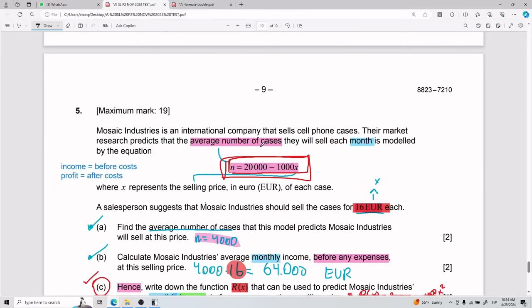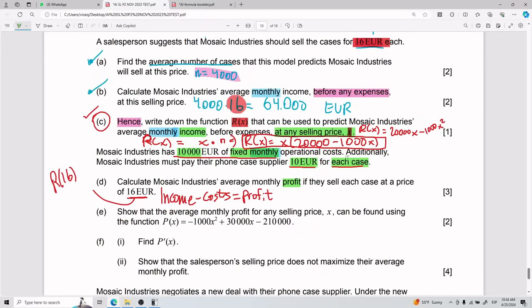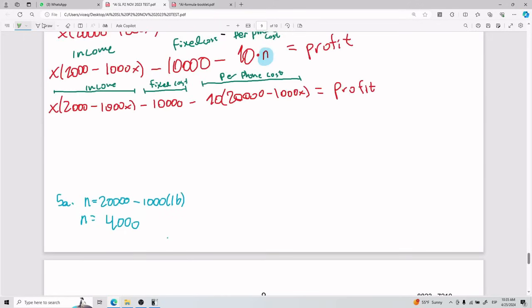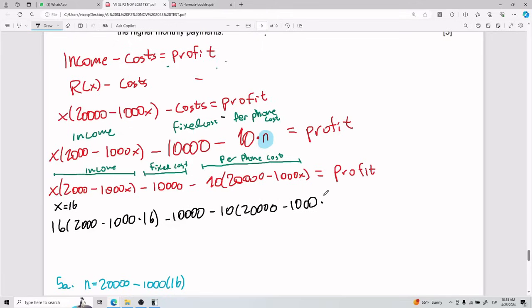And so from here, what is my x, right? Well, x, we are saying in this context that x is your selling price. So you have selling price x. At what price are you selling? At 16. That's why at some point I said that your r has to be 16. Now technically, everything is 16 because x equals 16. So you plug in x equals 16 for everything, so you end up with 16 times (20,000 minus 1,000 times 16) minus 10,000, which is your fixed cost, minus 10 times (20,000 minus 1,000 times 16).